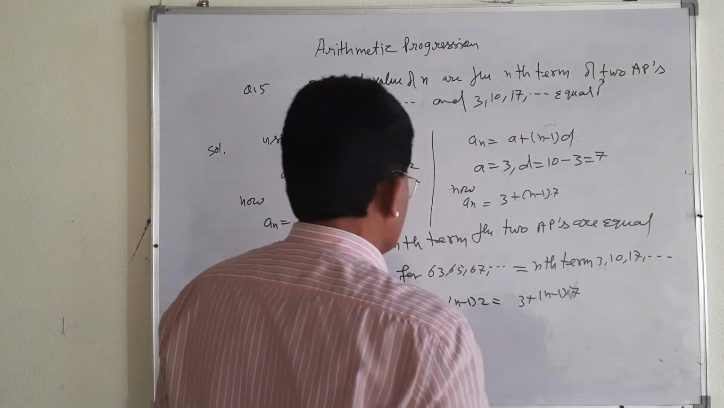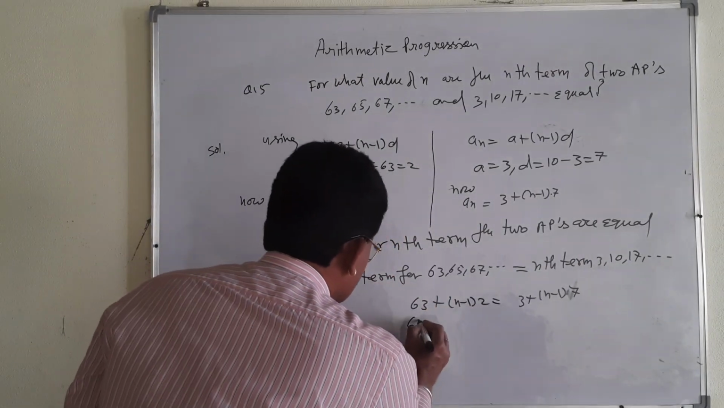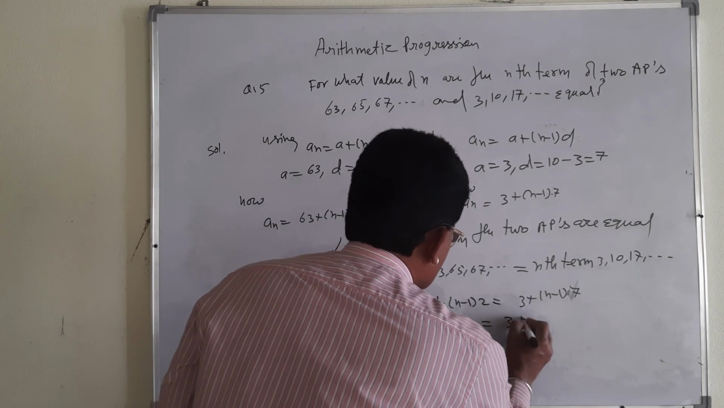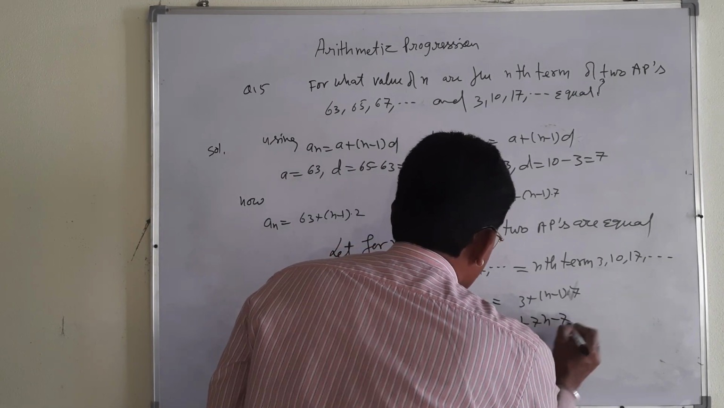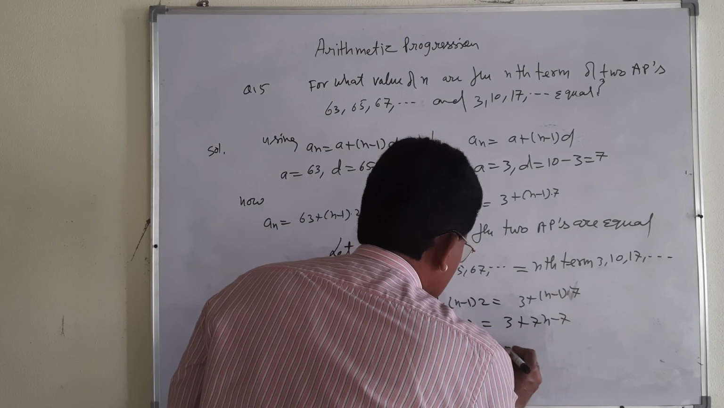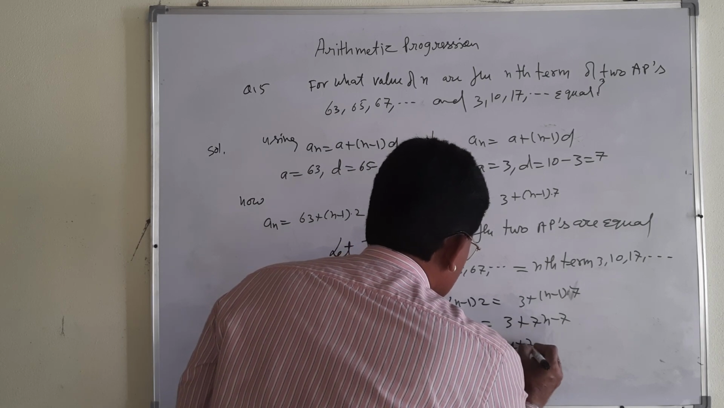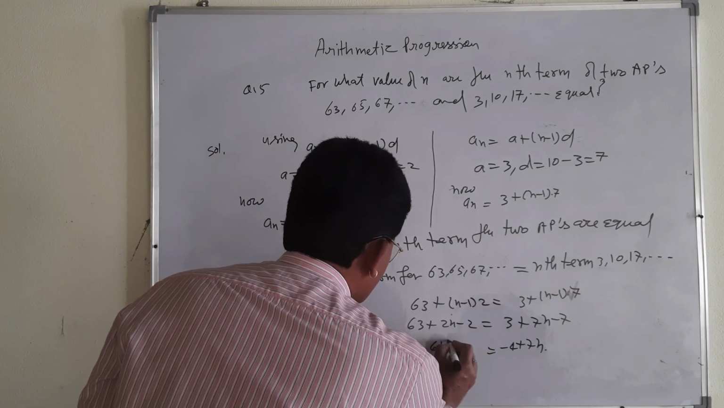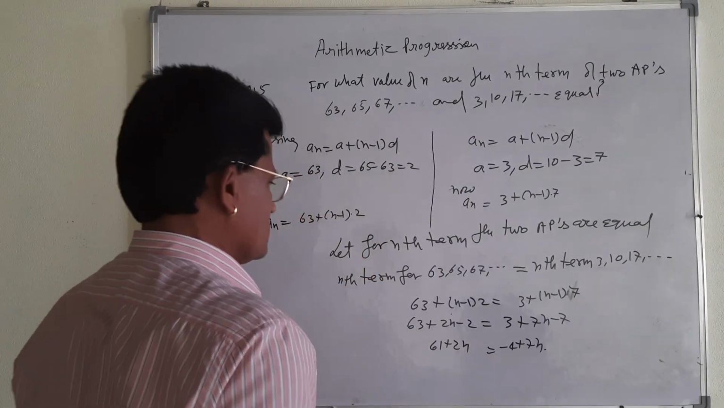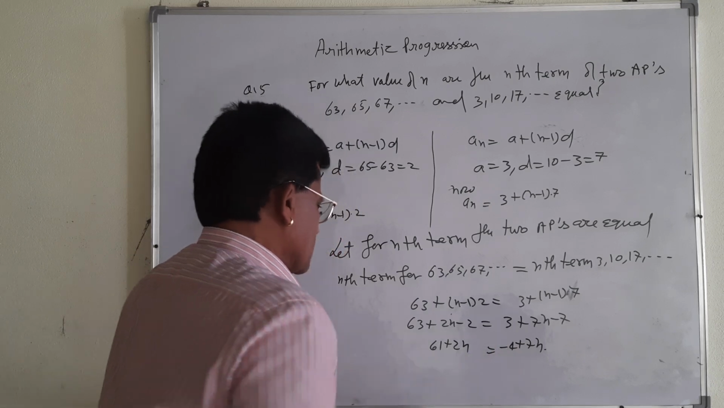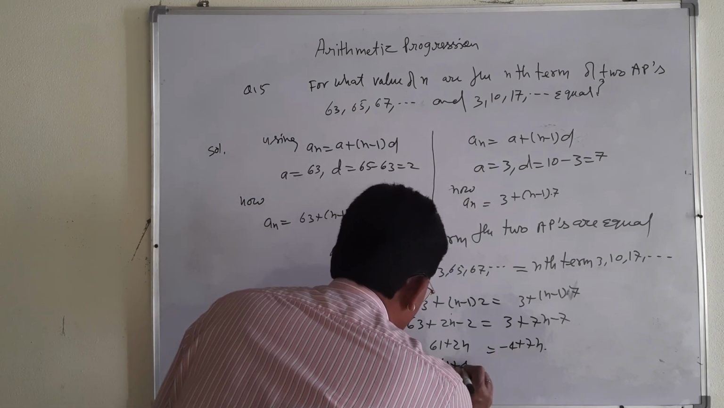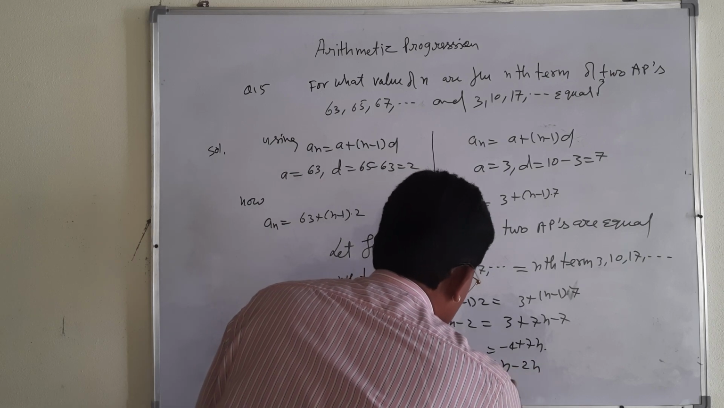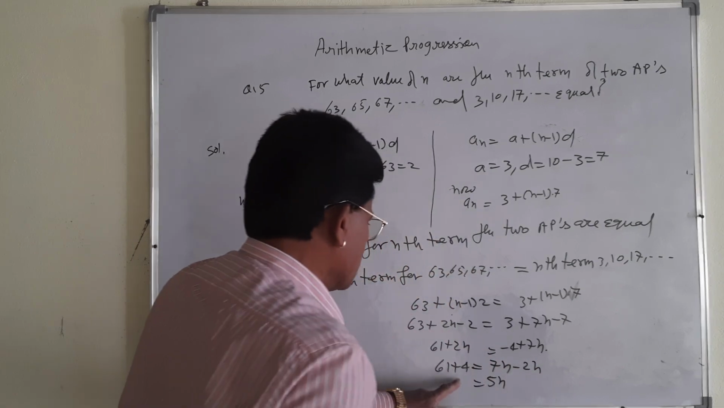Dear student, let me take 63 plus 2n minus 2. It will be equal to 3 plus 7n minus 7. Okay, 3 minus 7, that is minus 4 plus 7n. And here it is, you see, 61 plus 2n. 4 you take from right side to left side, that is 61 plus 4. Okay, and 7n, this 2n you take from left side to right side. It will be 5n and it will be 65.